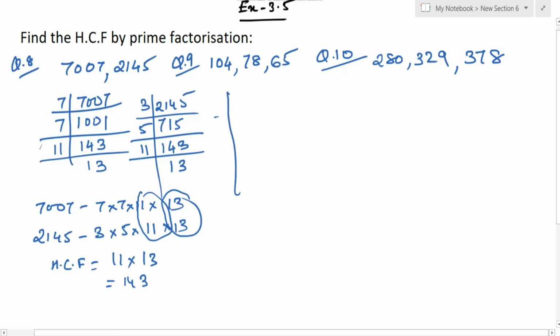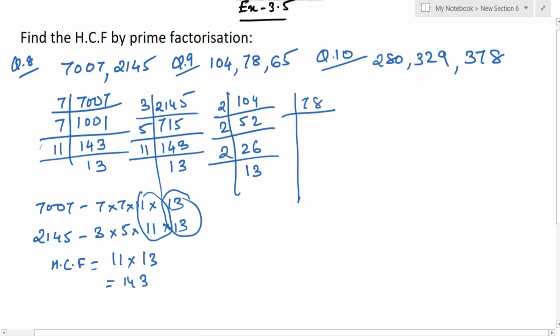Next is 104. Three numbers we are having. 104 first we will take out. 2 5s are 10, 2 2s are 4. Then 2 2s are 4, carry forward 1, 2 6s are 12. Then 2 1s are 2, 2 3s are 6. Now we will go ahead with 78. That is 2 3s are 6, carry forward 1, 2 9s are 18. Then 3 1s are 3, 3 3s are 9. Now going ahead with 65, we are having 5 1s are 5, carry forward 1, 5 3s are 15.